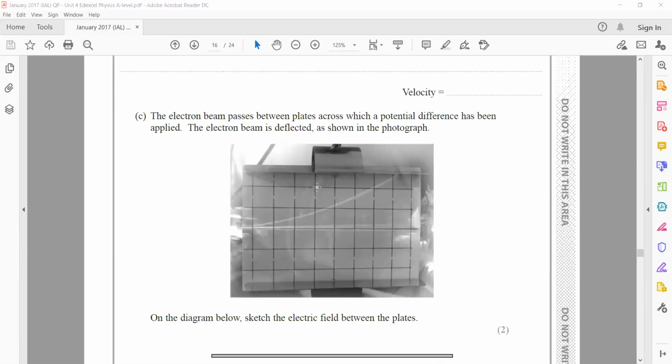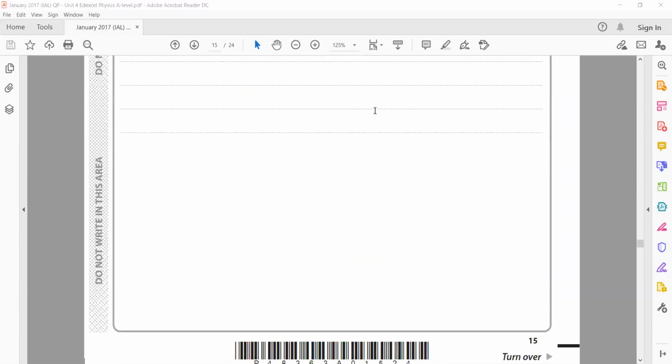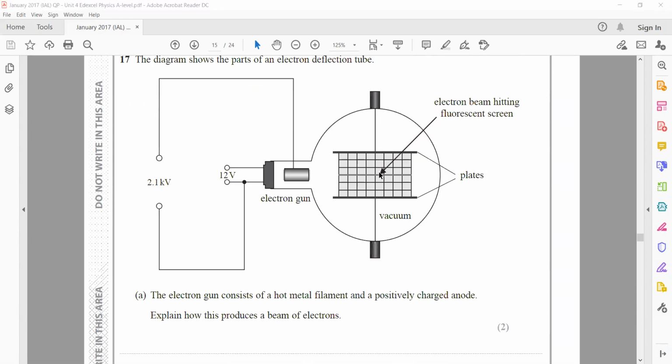Now, the electron beam passes between the two electrodes. The potential has been applied, which means we apply the voltage to these plates. So what we observe: if the top side is positive, the electron will go up. If the downside is positive, the electron will go down. In the beginning, there is no potential, so the electron was moving in a straight line.